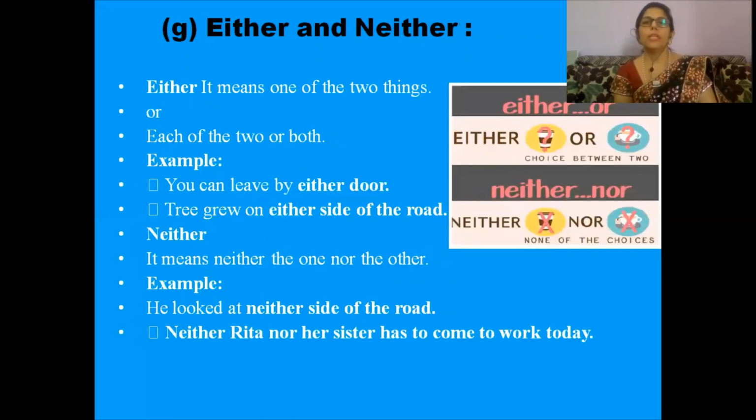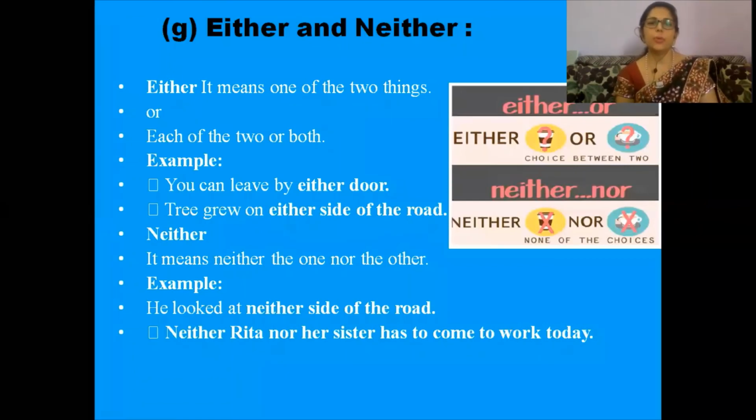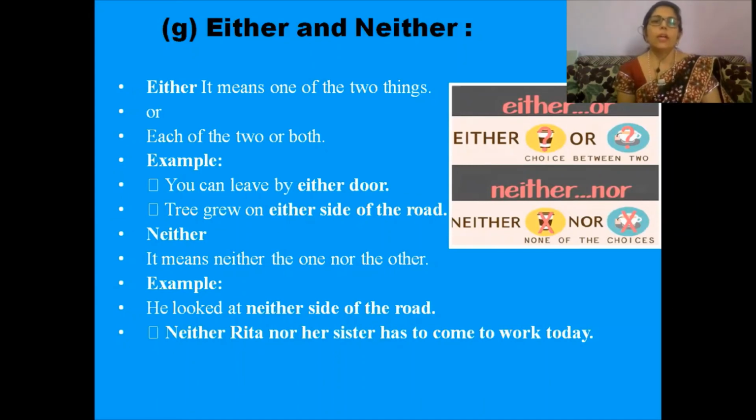If we talk about either and neither, either or means there is a choice between two. Neither nor means there are no choices. So either means one of the two things, or each of the two, or both. Such as you can leave by either door. Trees grew on either side of the road.